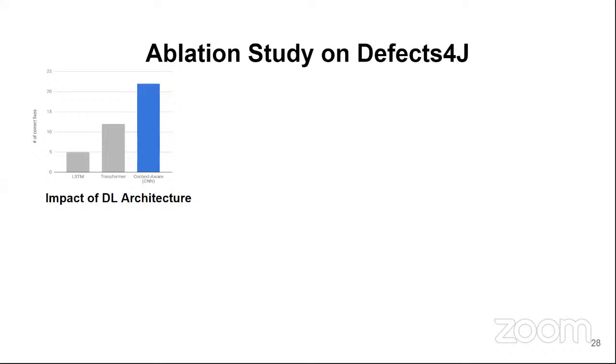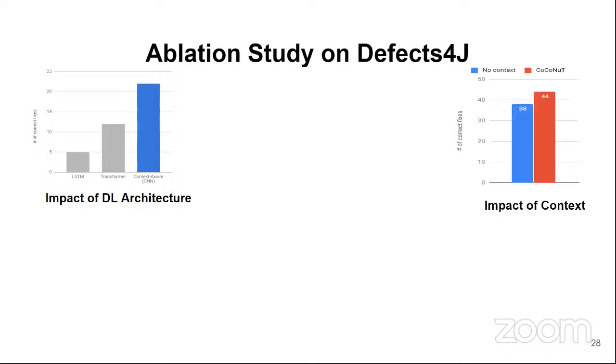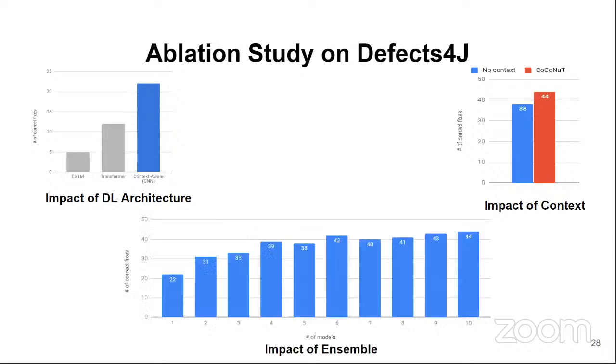To understand the impact of each element we used, we performed an ablation study on the Defects4j dataset. First, we found that our new deep learning architecture performed significantly better than LSTM or transformer architecture when trained on the same dataset. We also found that the context is used to fix 6 additional bugs that cannot be fixed without context. Finally, we found that using an ensemble of 10 models can double the number of bugs fixed by a single model from 22 to 44.